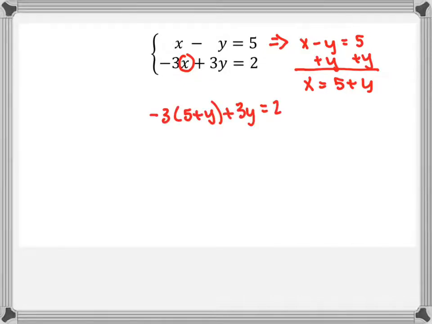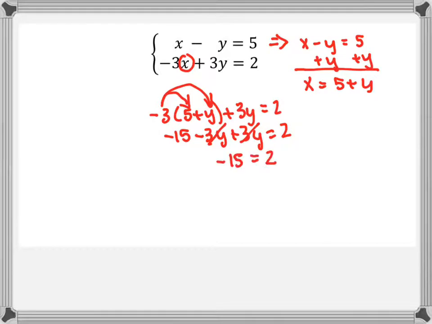So substituting in, I get -3 times (5 plus y) plus 3y equals 2. I'll distribute and get negative 15 minus 3y plus 3y equals 2. And my y's cancel out here, so I end up with negative 15 equals 2, which is a statement that is never true. So that means that this system has no solution. Or, in more math terms, it's inconsistent.